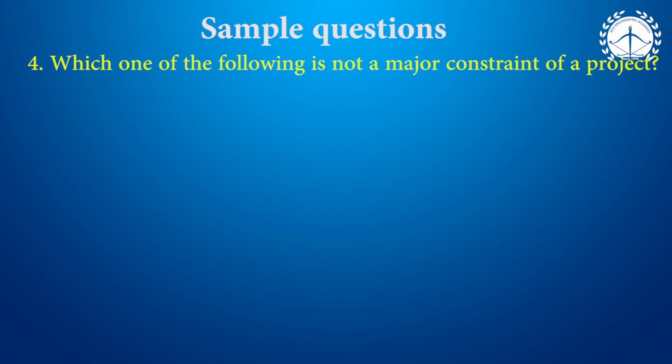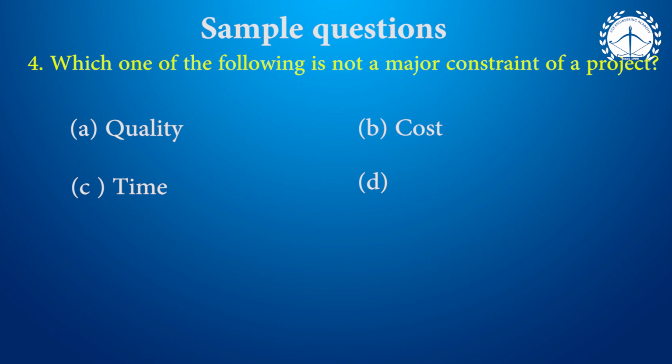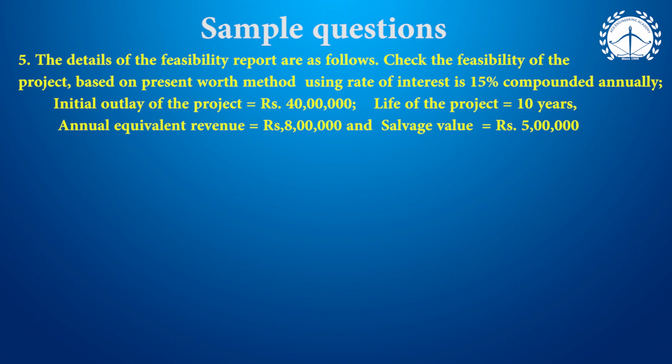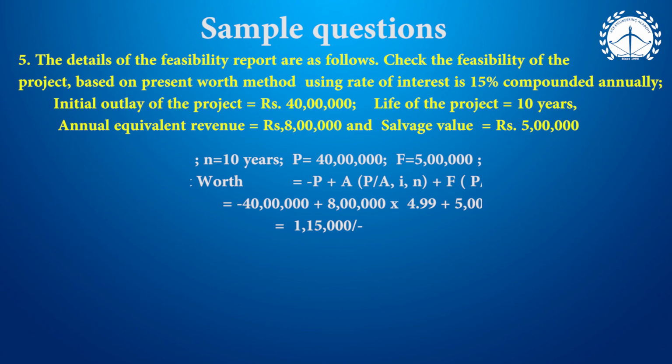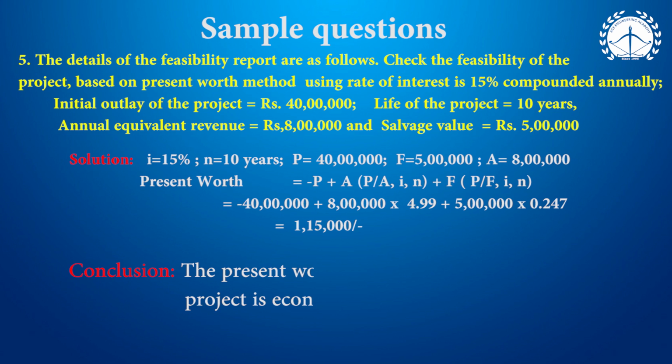Which one of the following is not a major constraint of a project? There are three major constraints we have discussed very clearly: quality, cost, and time. And efficiency is irrelevant. So see what is the answer here? D is the answer. And coming to the next, maybe here some numerical data is there. Based upon the numerical data, we need to find out whether the project is economically viable or not. Just now we have discussed. So here we got some positive value. What conclusion can we say? The project is economically viable.